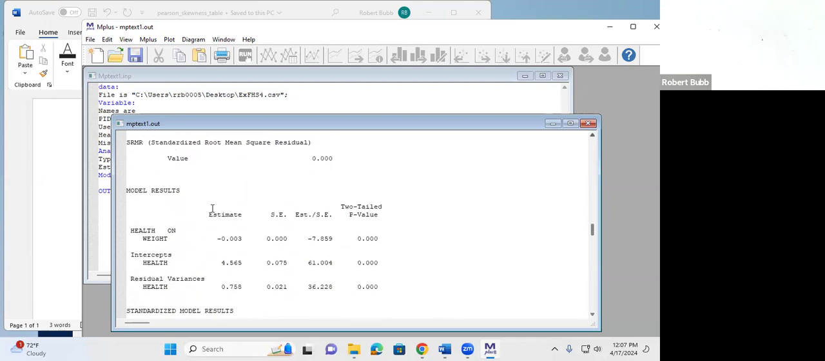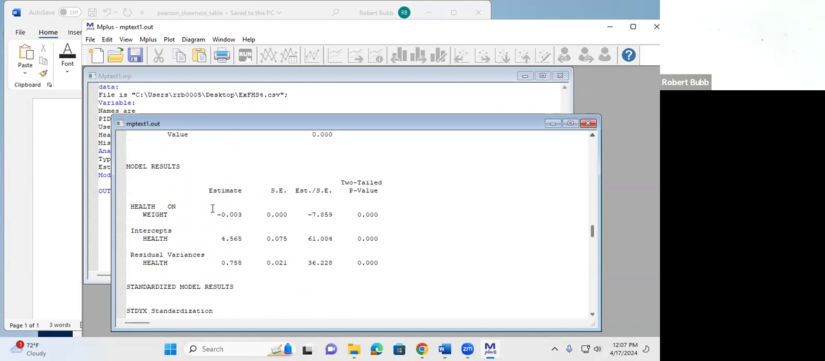All right, but when we get down to the model results, that's where we really want to start looking at our data, because it's going to be our regression output. Again, it does take a little bit of looking at to get used to. So if you're looking at it again, we have health regressed onto weight. Health is the outcome, weight is the predictor. The estimate in this case is going to be your coefficient. Notice here they're called estimates, but that's your coefficient.